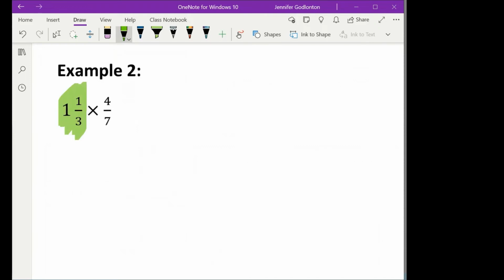Okay. So we need to change this to an improper fraction. So we're going to say 3 times 1, which is 3. And then we're going to plus that 1, which is 4. And so we're going to have 4 over 3 times 4 over 7. And what is my answer going to be? Let's see.